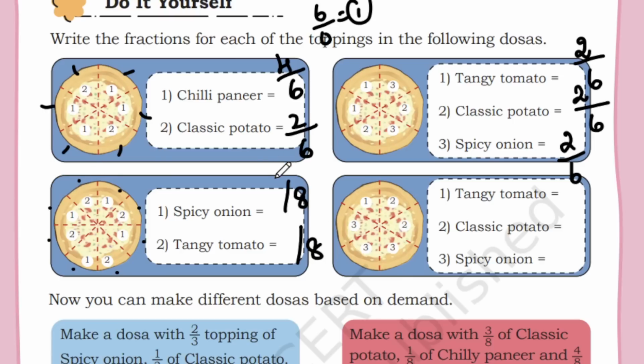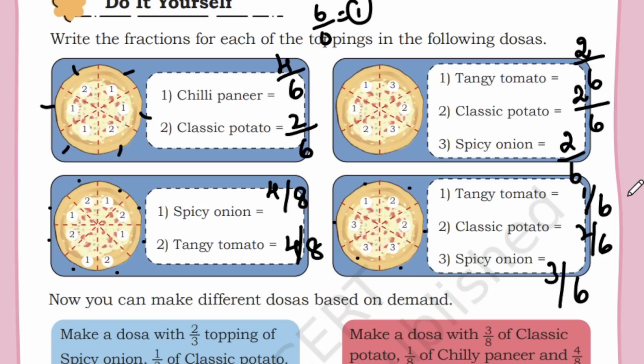Okay. So 4 parts of spicy onion, 4 parts of tangy tomato. And this is divided into 1, 2, 3, 4, 5, 6 parts. So tangy tomato is 1 by 6 part. Classic potato, 1, 2, 2 by 6 part. Spicy onion, 1, 2, 3. So 3 by 6 part.